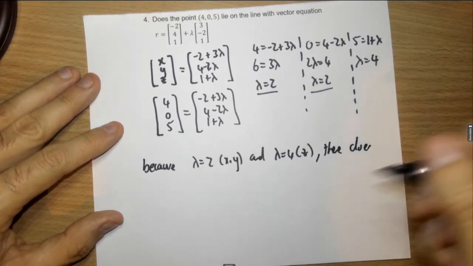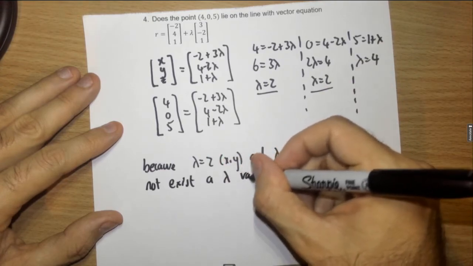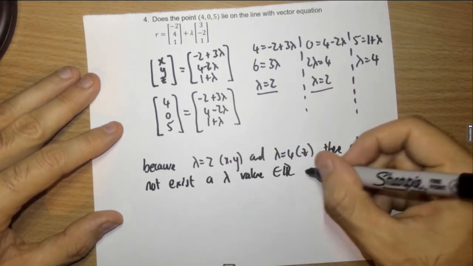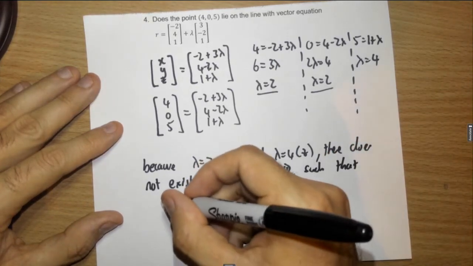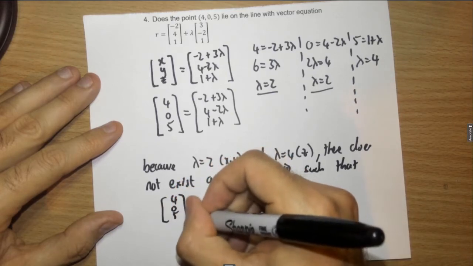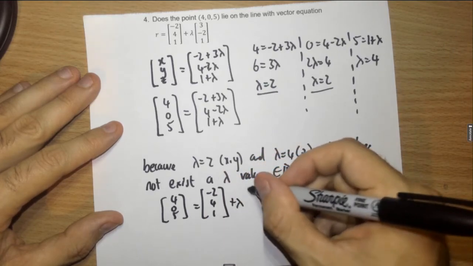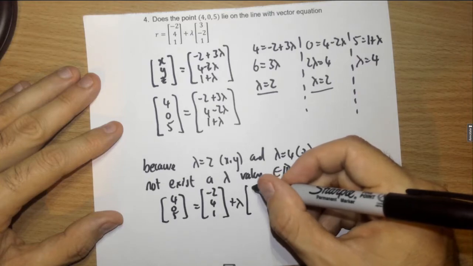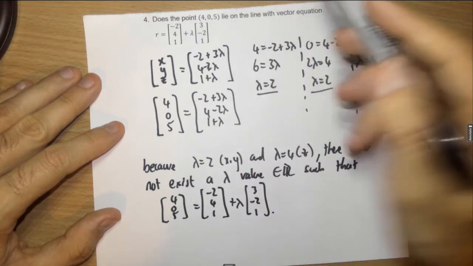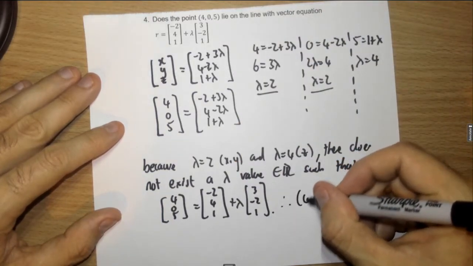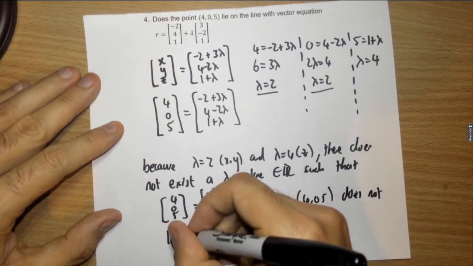There does not exist a lambda value such that (4, 0, 5) equals (-2, 4, 1) plus lambda (3, -2, 1). So this point does not lie on this line. Therefore, (4, 0, 5) does not lie on the line.